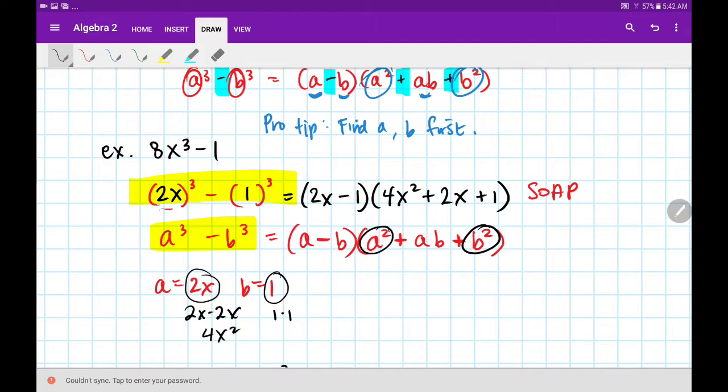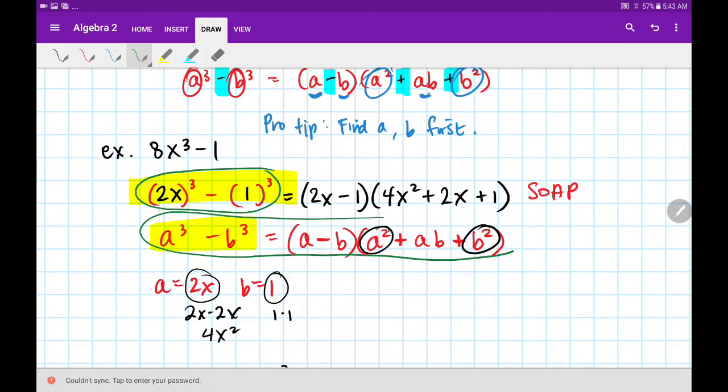So if it's helpful for you, in my class it'll be required. But basically, I want you to, first of all, identify A and B, and start with these blanks here. Then you're going to write out the entire formula to serve as a guide to make factoring super easy.